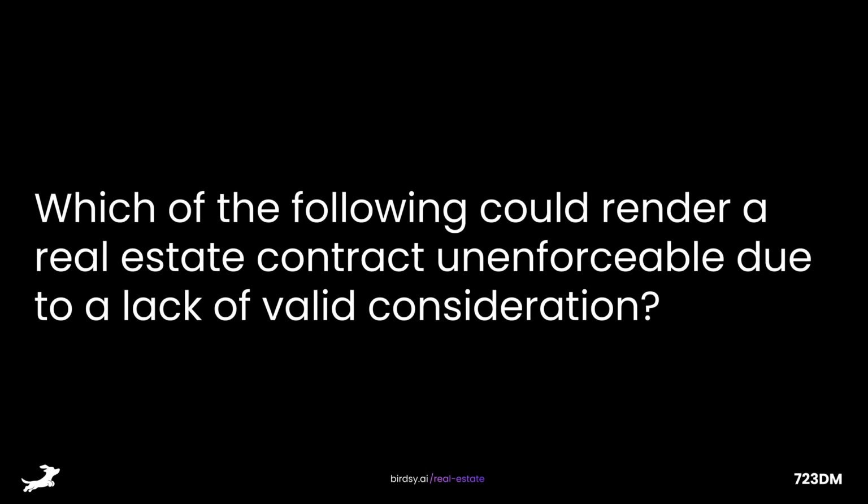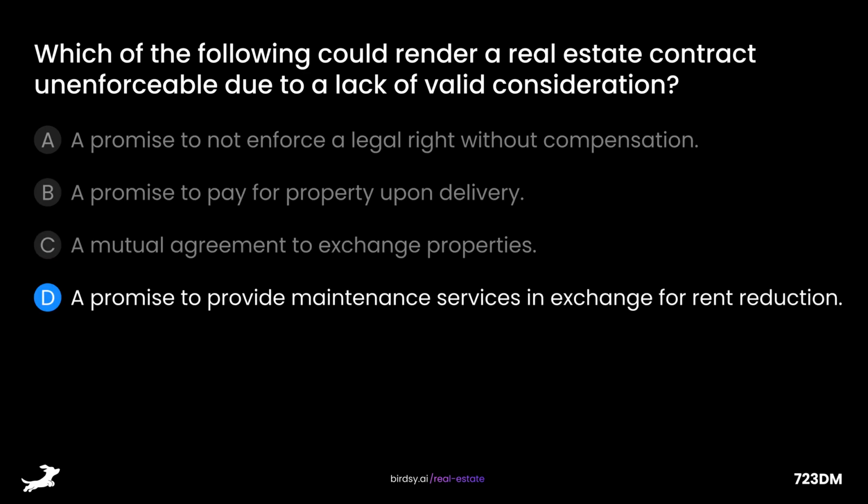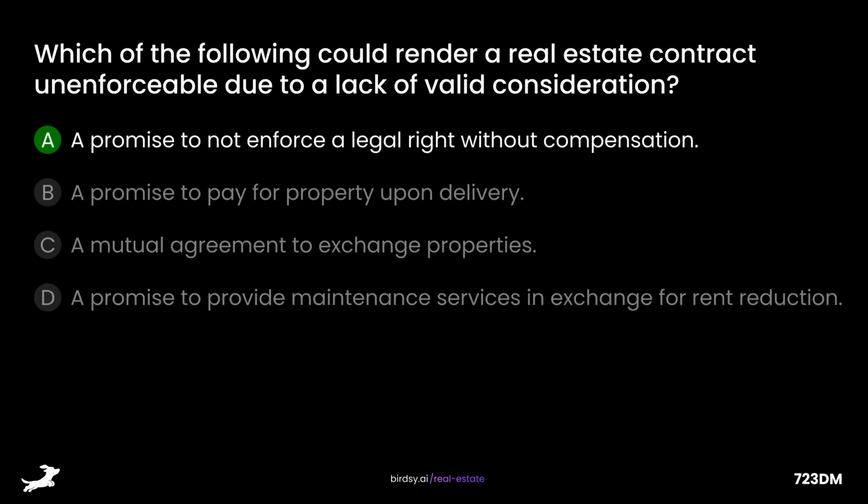Which of the following could render a real estate contract unenforceable due to a lack of valid consideration? Is it A, a promise to not enforce a legal right without compensation? B, a promise to pay for property upon delivery? C, a mutual agreement to exchange properties? Or D, a promise to provide maintenance services in exchange for rent reduction? The answer is A, a promise to not enforce a legal right without compensation.